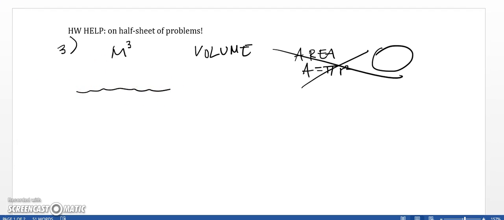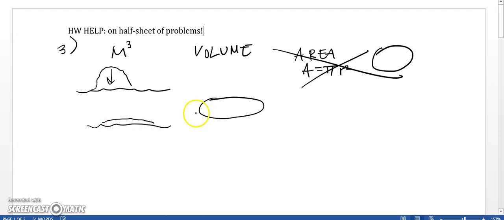What's happening here is we have a blob of oil that spilled, and over time the blob of oil spreads out and it's much less tall. So on your drawing, you want to do a circular thing that has a height. It has thickness.